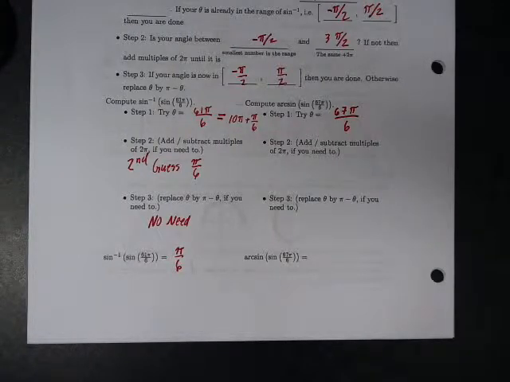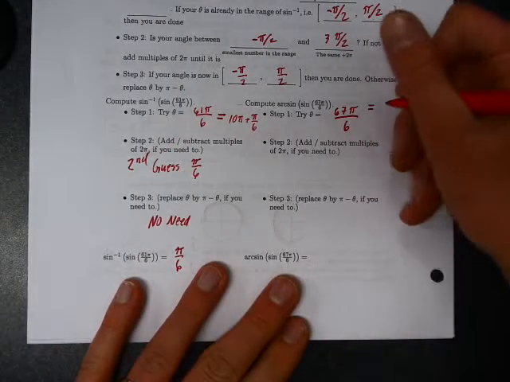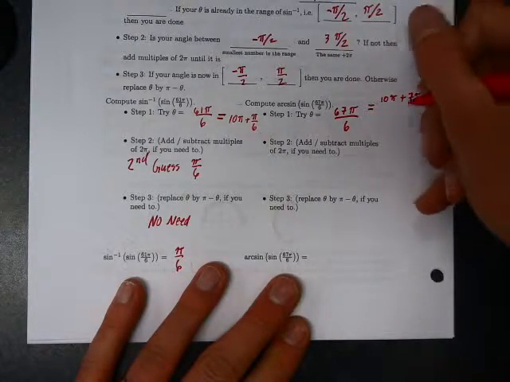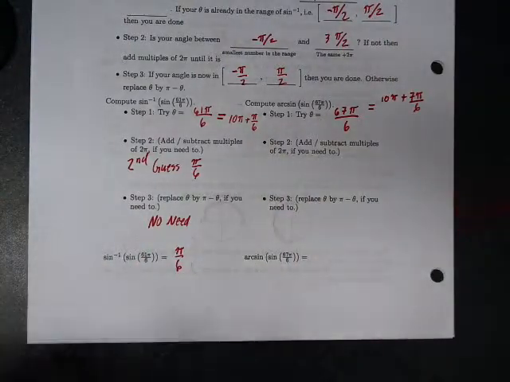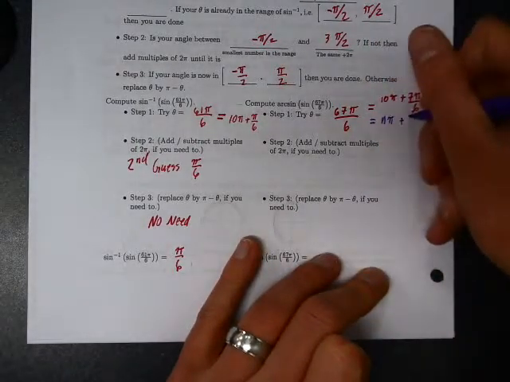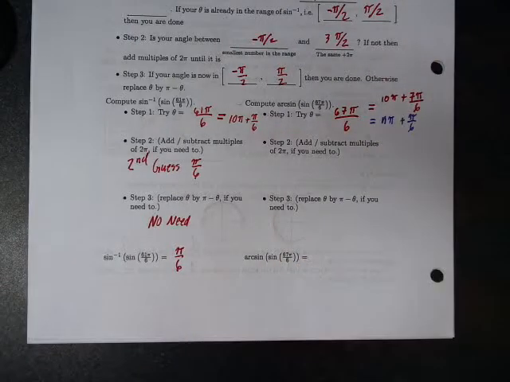10 pi plus 7 pi over 6. How many people instead wrote that as 11 pi plus pi over 6? You're also correct. Those are both the same thing.